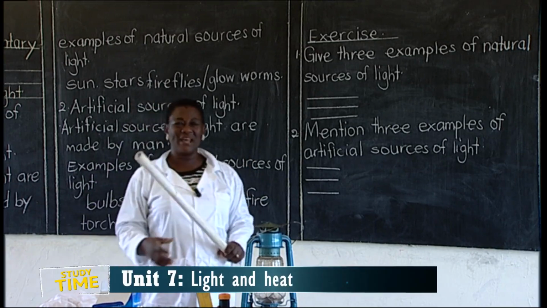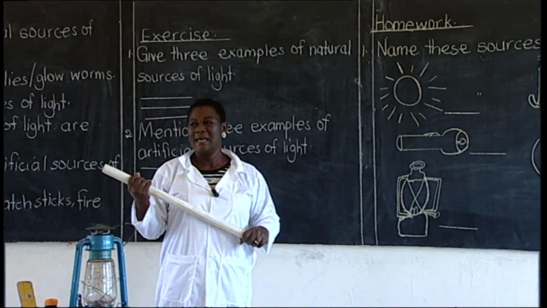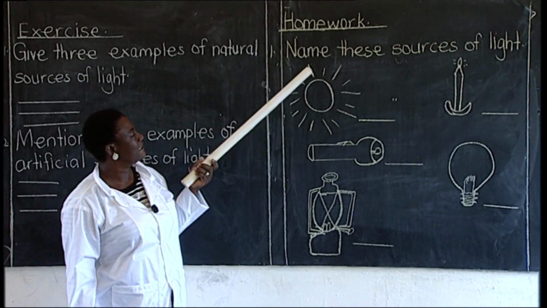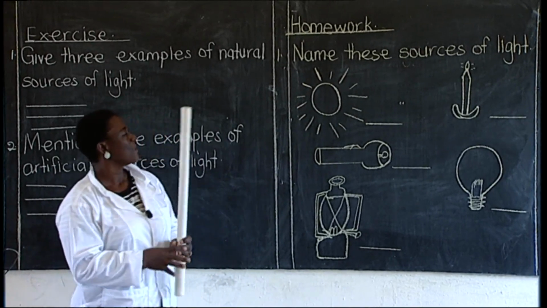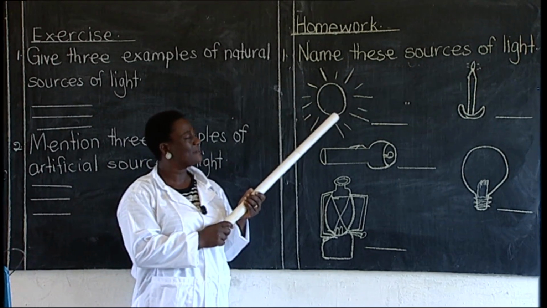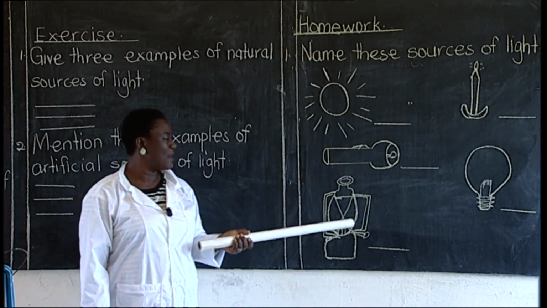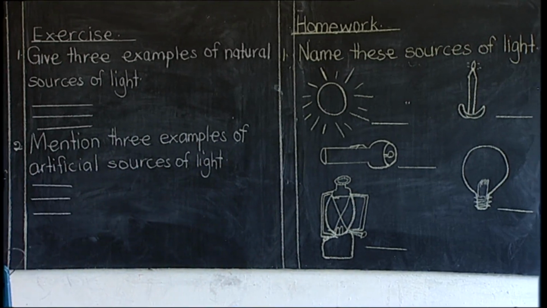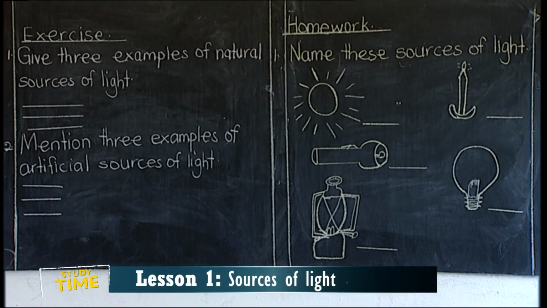So, stars provide us with light during night. So what you are going to do for me, the homework of the day, here, our homework, name these sources of light. They are mixed up. We have this. You draw it. When you reach home, you name it. We have this. We have seen them. So copy properly. You reach home, you write their names. Okay? Copy properly.